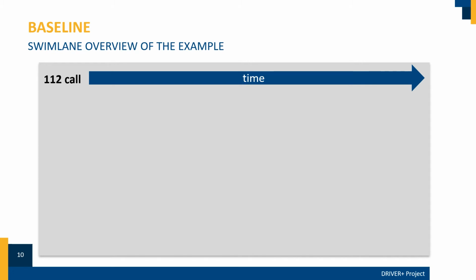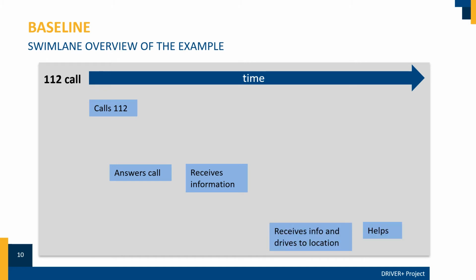Now we start with a brainstorm and add each task or action that is part of this special gap process along this timeline. 2. We start with someone calling 112. 3. Then someone answers the call and receives the needed information. 4. An ambulance is sent to the described location and helps the person in need. So this is the very basic process.